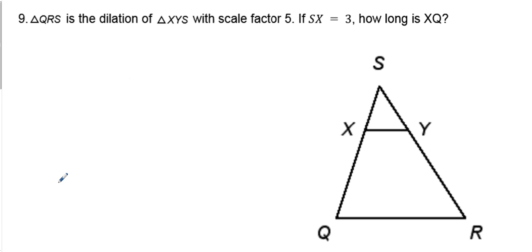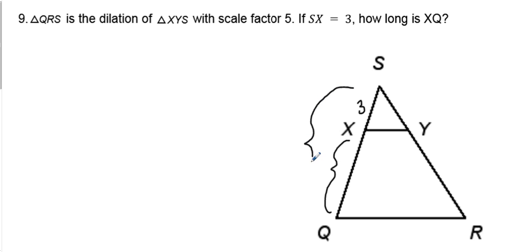All right, next up, number 9. It says triangle QRS is a dilation of triangle XYS. So QRS is a dilation of XYS with a scale factor of 5. It tells us SX is 3. So I'm going to write a 3 here. So the left side of the smaller triangle is 3. Now it wants to know how long is this piece here, XQ.